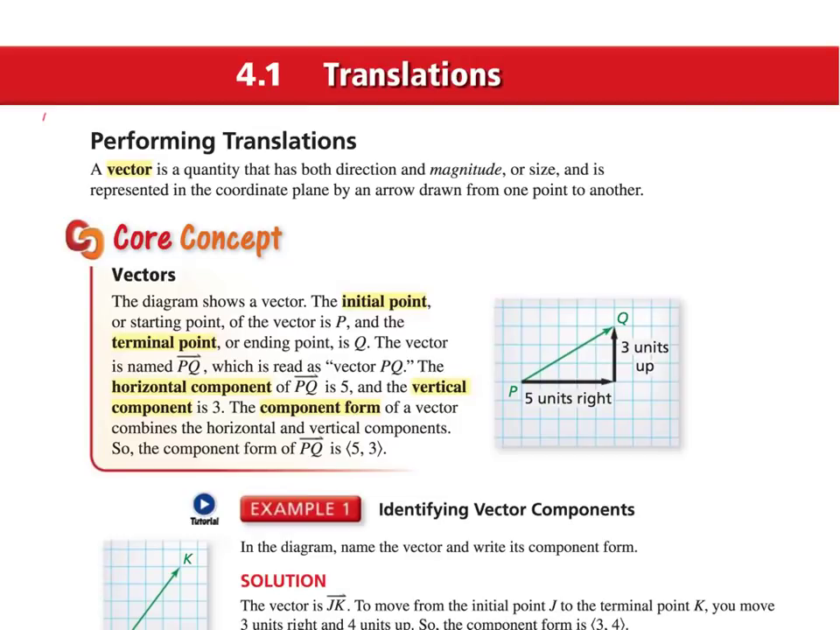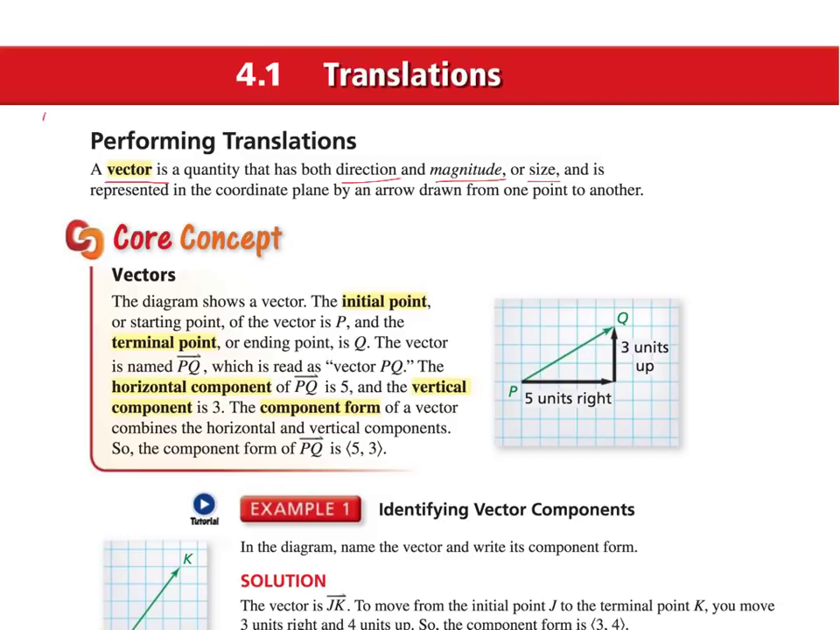Alright, starting lesson 4.1, translations. To begin translations, we're going to talk about this concept. A vector. A vector is a quantity that has both direction and magnitude, or size, and is represented in the coordinate plane by an arrow drawn from one point to another.